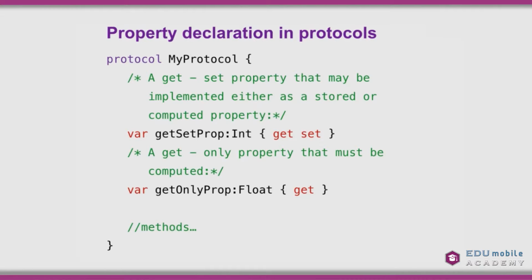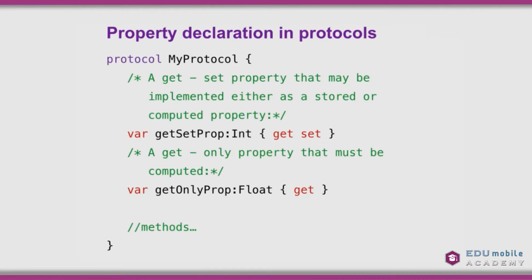We have a protocol here called MyProtocol. A protocol is a type. Anything we can do with a type, we can do with a protocol, including things like passing something of that type to a function and so on and so forth. So we have a getSet property here that could be implemented in the adopting type either as a stored or a computed property. var getSetProp as an Int here, and then the only things in the curly braces are the keyword get and the keyword set, and that's it.